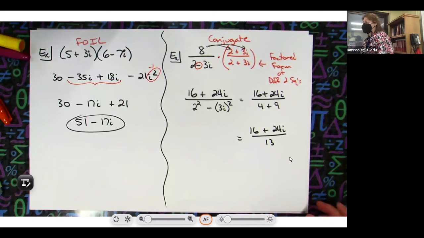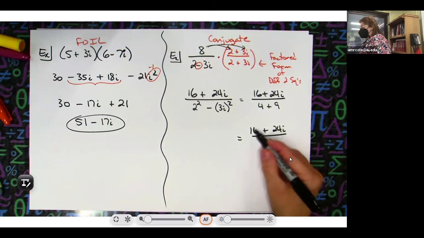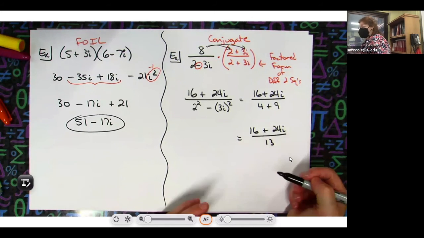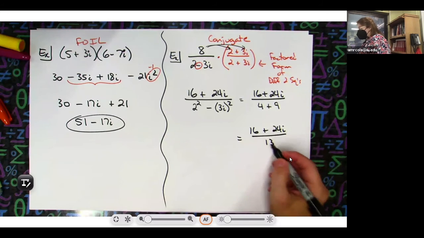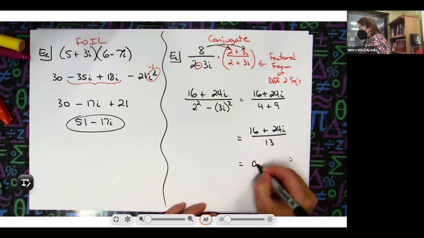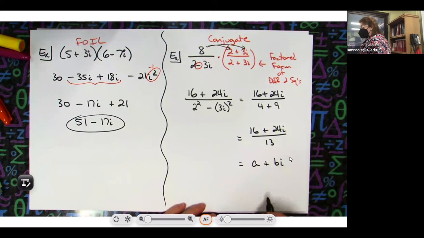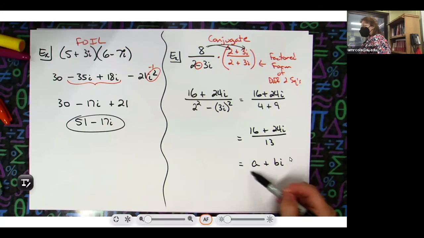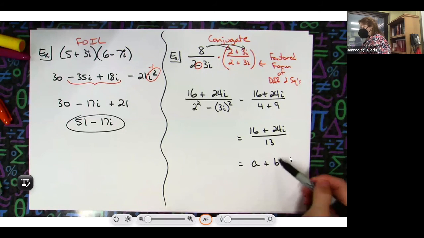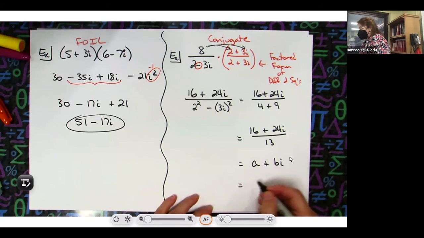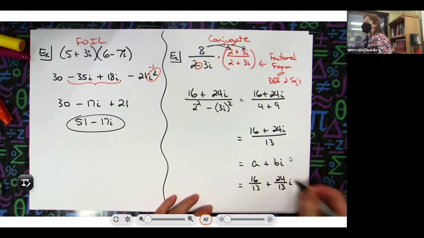All right, technically, you're not in a plus bi form at that point. I can't factor anything out because that's a 13. If I could factor something out on the top and then cross out, I would, but I can't on this one. If you really, truly want it in a plus bi form, you've got to split this up so that you've got some real number part plus the imaginary part. So I could rewrite it as 16 over 13 plus 24 over 13, and then I usually pull that i out like that.